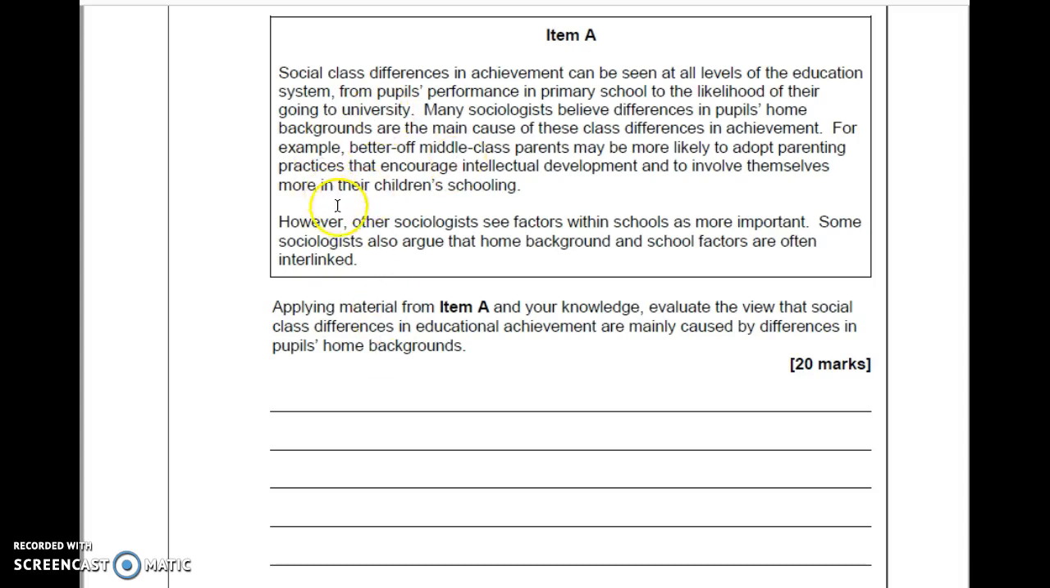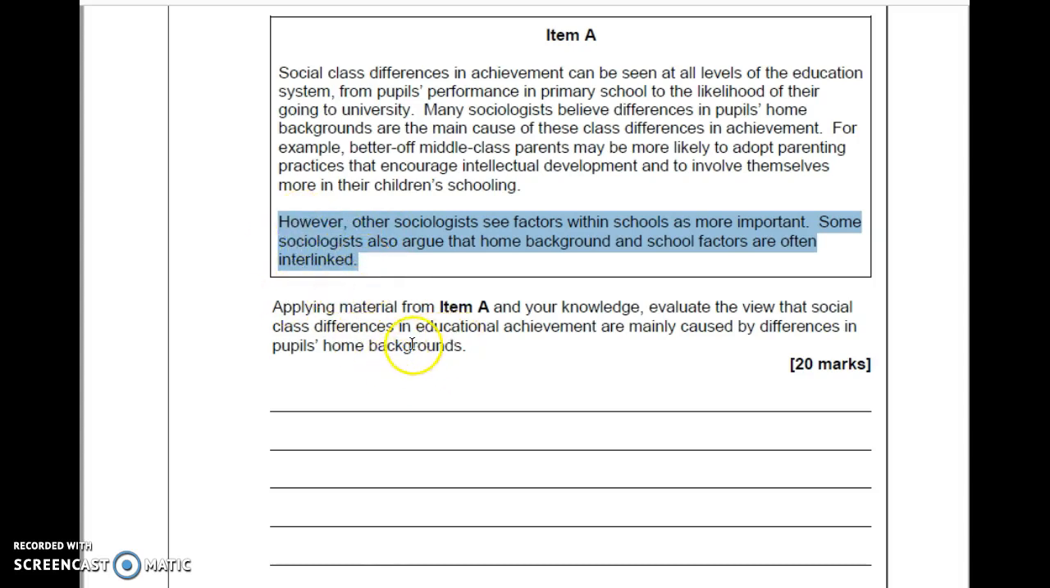But as you can see with the item, it does hint at you to talk about factors within school as well, and it's saying that they're interlinked. So I would expect for higher evaluation that you show how home background will influence, say, how teachers label their pupils. It's often by appearance, the way they speak, the way they dress and what resources that they have. So that's linking the home background to teacher labelling, for example. Okay, and I would expect to see some of the in-school factors as well.